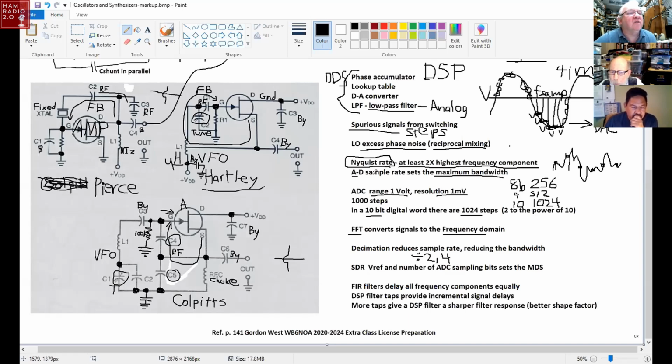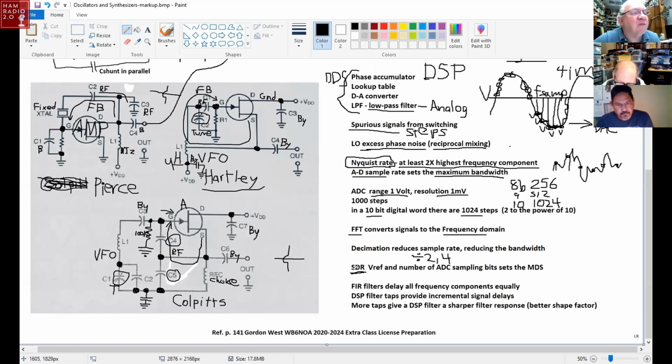The A to D sample rate sets the maximum bandwidth, and use decimation as one of the operations in a DSP. All these operations here can all be digital inside a DSP. And I don't know why he threw that into oscillators and synthesizers, but that's how the book's arranged. A software-defined radio. We talked about this in receivers.